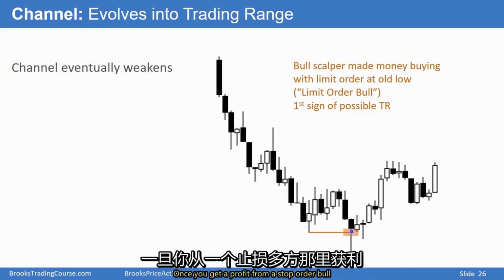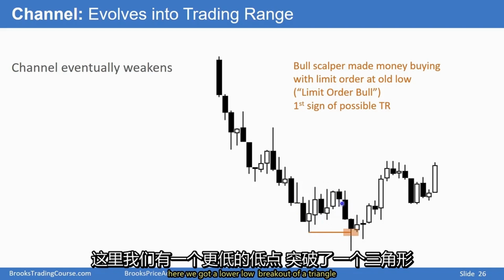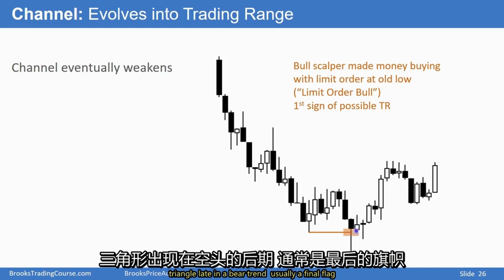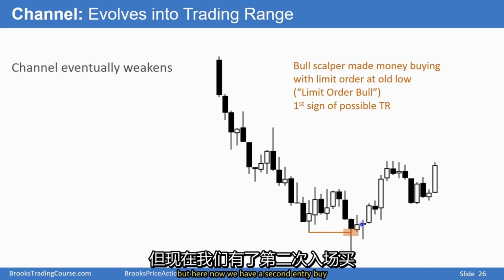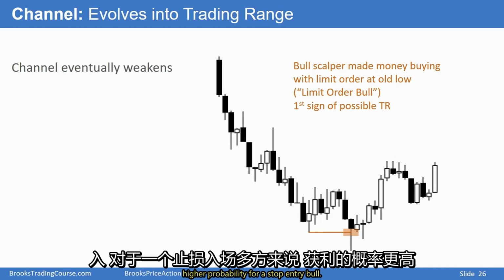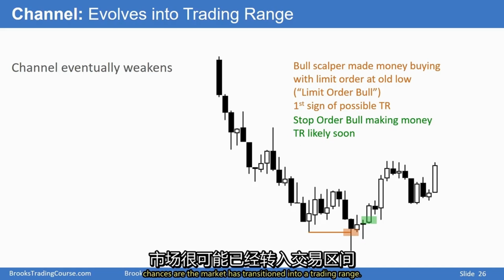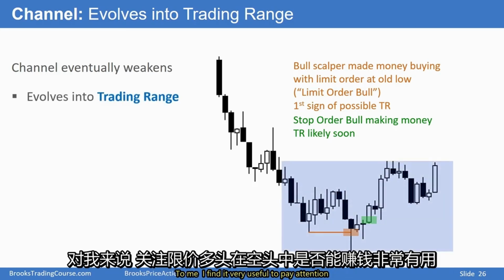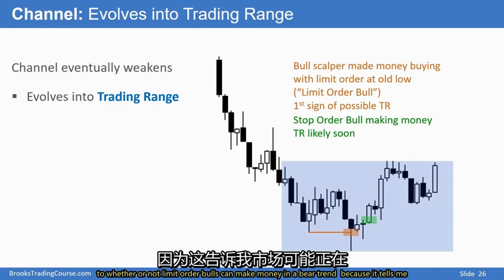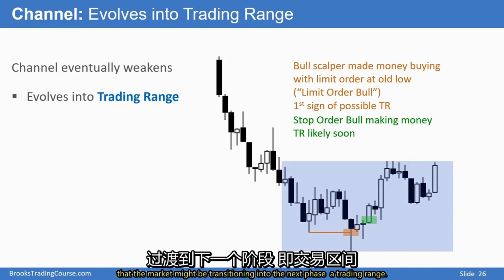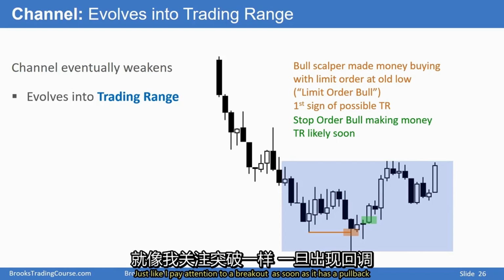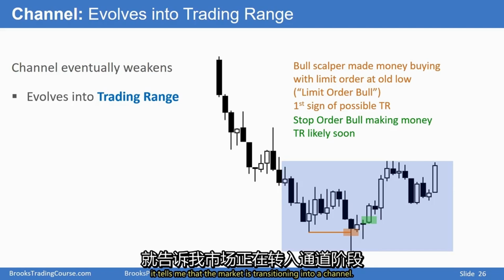Once you get a profit from a stop order bull, here we got a lower low, breakout of a triangle late in a bear trend, usually a final flag. Not a good buy signal bar, bear body, but here now we have a second entry buy, higher probability for a stop entry bull. And when stop entry bulls begin to make money, chances are the market has transitioned into a trading range. To me, I find it very useful to pay attention to whether or not limit order bulls can make money in a bear trend, because it tells me that the market might be transitioning into the next phase, a trading range. Just like I pay attention to a breakout. As soon as it has a pullback, it tells me that the market is transitioning into a channel.